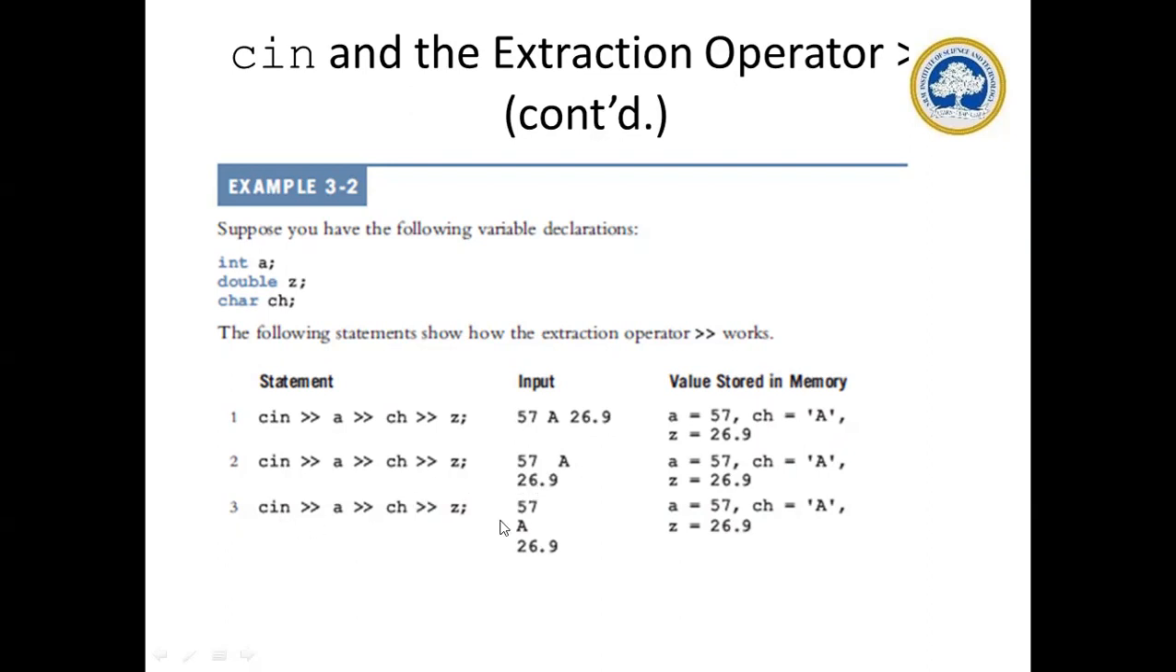Next, the same example, but here each input is given on a separate line. Automatically, 57 will be stored into the variable a and then the character A will be stored into the variable ch.